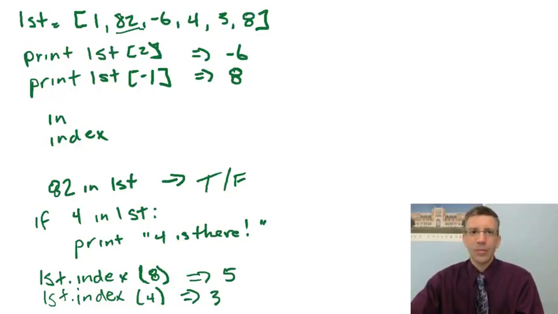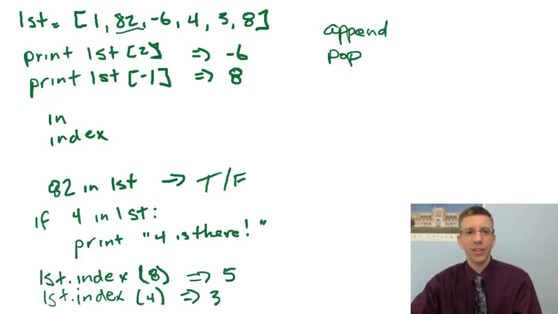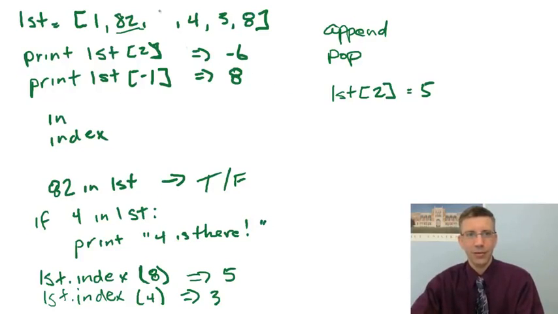Still, I'm stuck with my list being fixed size. So I want to talk about two additional methods, append and pop. This is where things really start to get interesting. With append and pop, I can now change the list. We saw how I could change it before by just changing an element. So I could say something like lst[2] = 5. That would get rid of the old element and replace it with a 5, and that has changed the list.